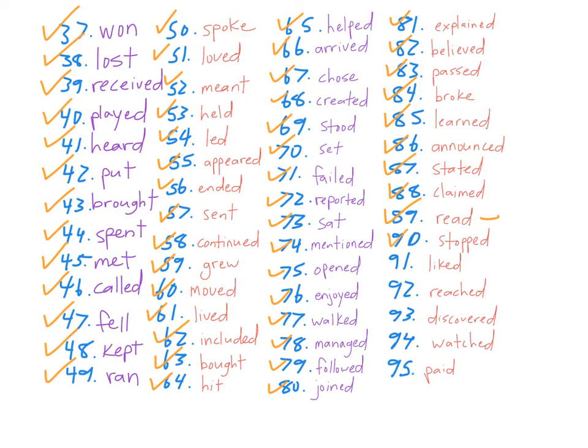Stop, stopped. Like, liked. Reach, reached. Discover, discovered. Watch, watched. Pay, paid. Now you know 95 of the most frequent past tense verbs.